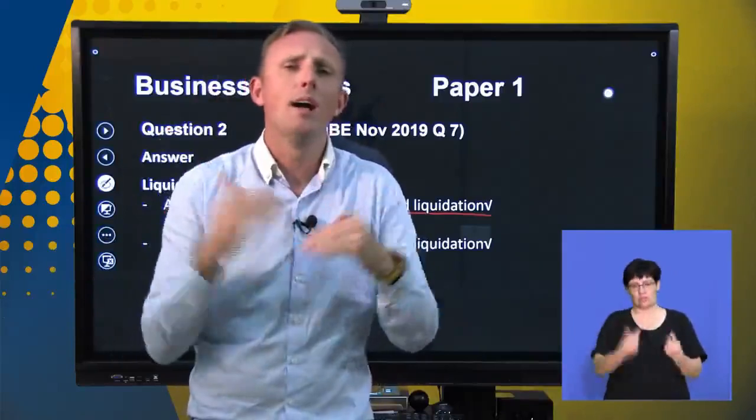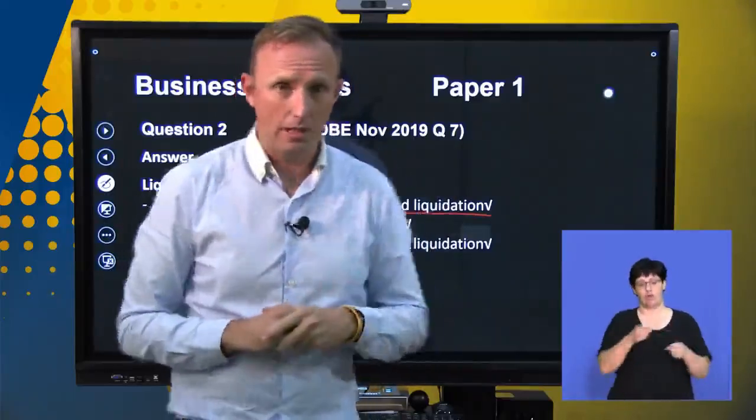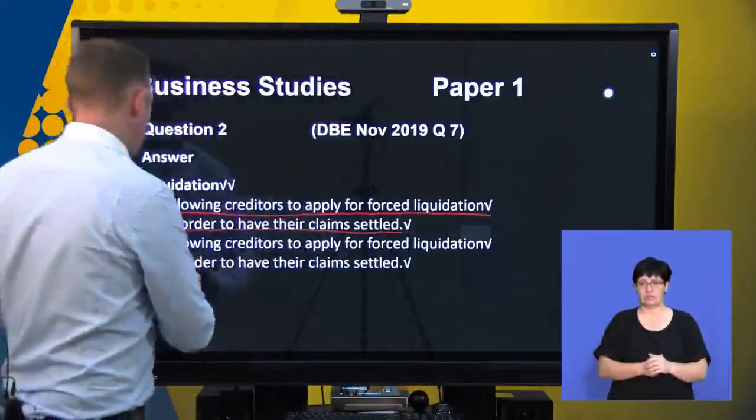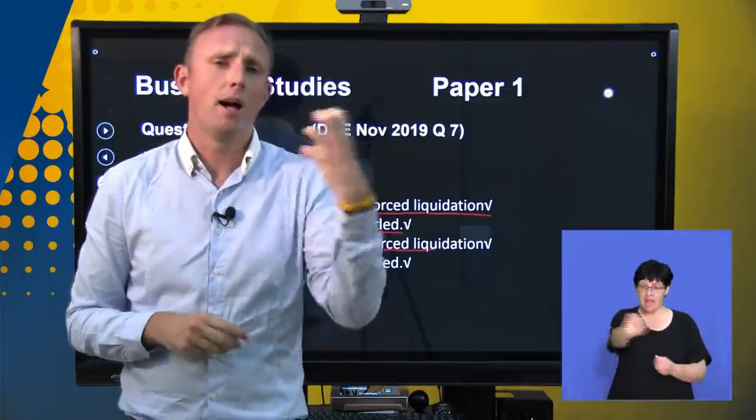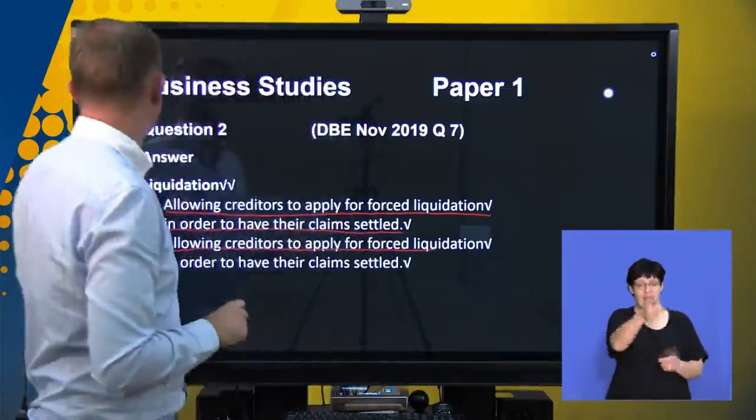So that's also why, as a business, as a strategy, we want to ensure that our debt levels are well within control, that we don't have to be liquidated. And then it's allowing creditors to apply for that forced liquidation, as I said there, so that they can get their money from you so that they can settle their debts.